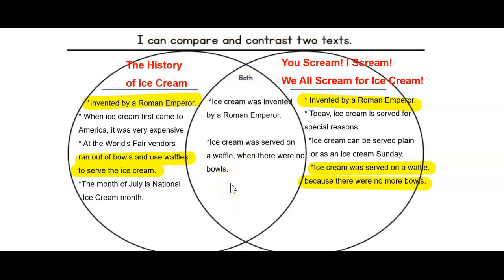All right, boys and girls, now it's time to write. Remember, we're writing a paragraph using the information on the Venn diagram. You want to write about the main topic of both articles, how they were alike, and then how they were different. Have fun writing. Pause the video now.